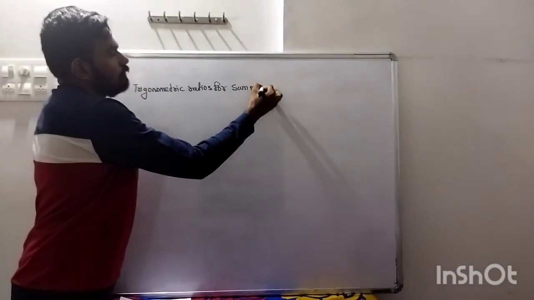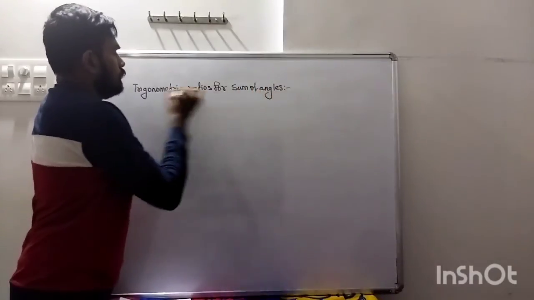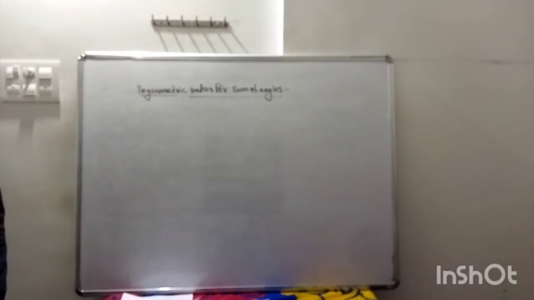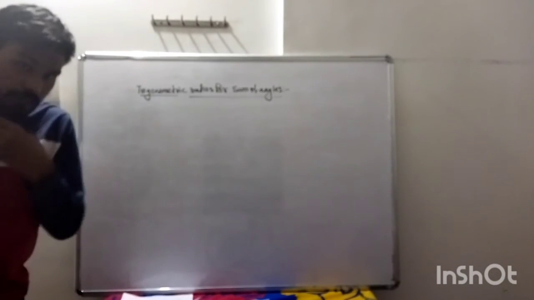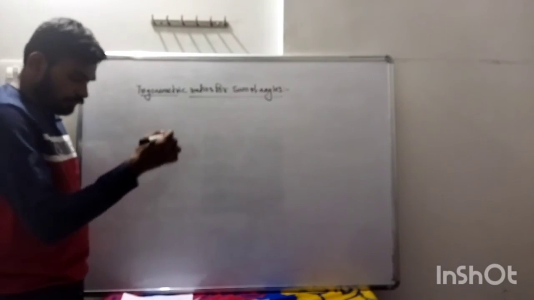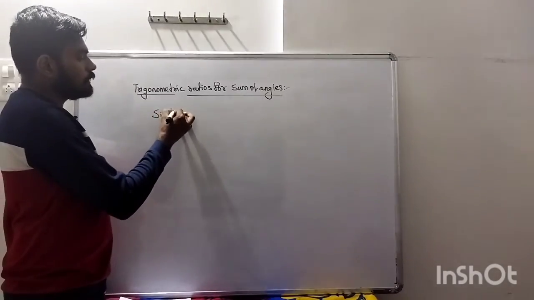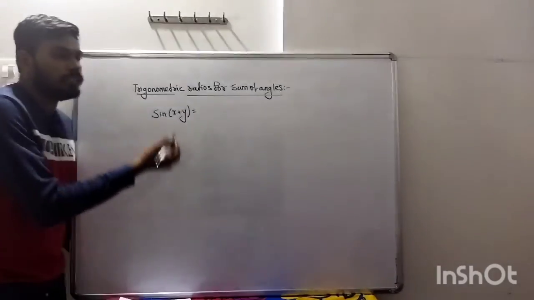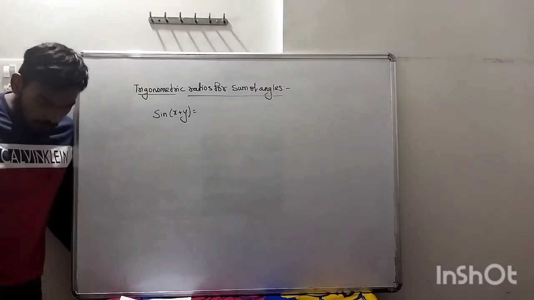Next, trigonometric ratios for sum of angles. For this there is a big proof actually, but we will not go into the proof now since we have less time. I will directly tell you the formulas. If you remember these formulas, you will be able to derive all the remaining formulas using simple tricks.